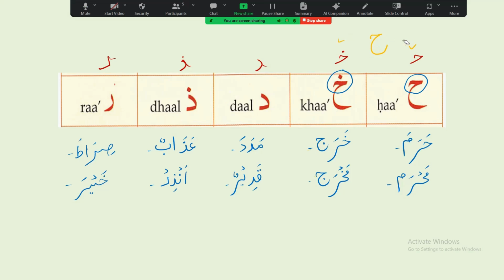So for Ha letter, what we will do, sisters, again, we will cut the first part of Ha letter when we use it at the start. Like this, sisters, right? And this is what remains. And let's see how Ha comes at the start. Example is of this word Harama. Harama. Okay, Ha is at the start.